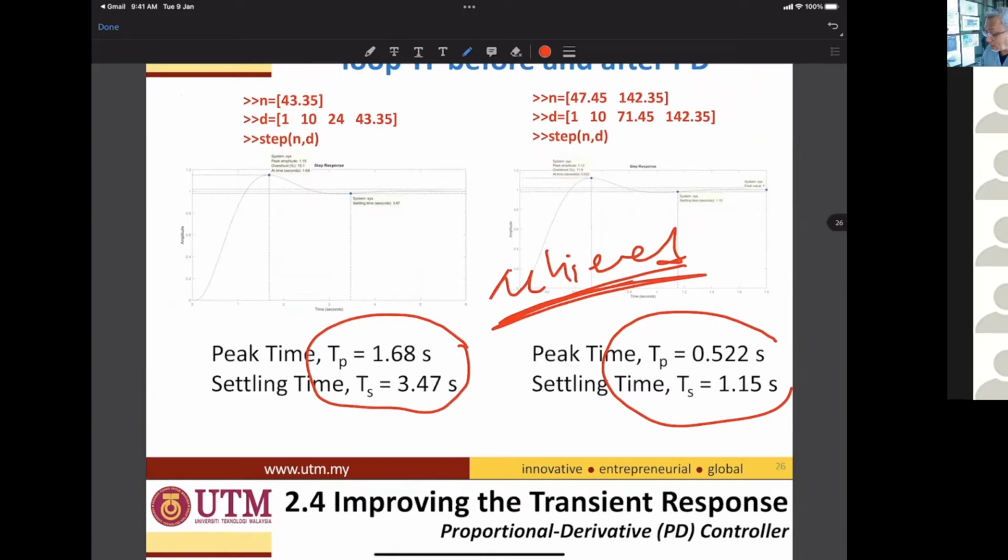Jadi bila kita target 3-fold reduction settling time, so kita dapat 1.15. Jadi TP tu dia mengikut je, peak time tu dia mengikut je. Oh, okay. Dia ngikut. Kalau settle cepat, peak dia pun cepat juga. Sebab kita tak ubah dia punya zeta. Zeta tak ubah, 0.504 juga. Biasanya bila TS turun, TP automatik turun. Dia tidak akan kekal pada nilai 1.68.